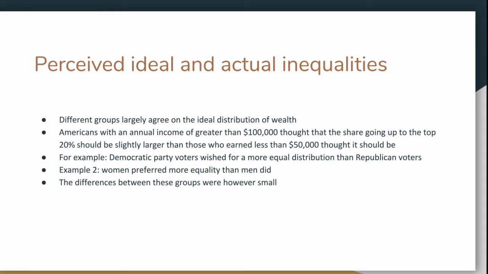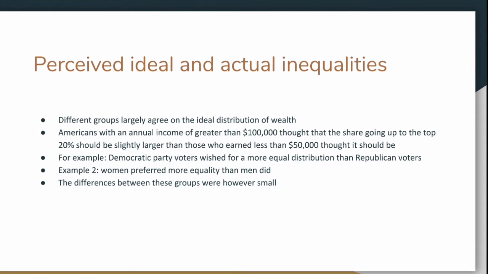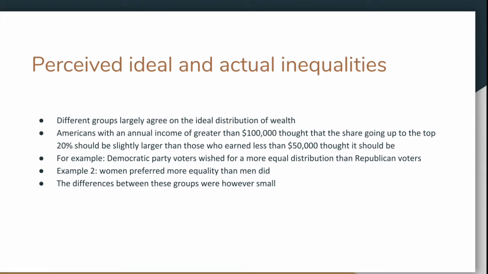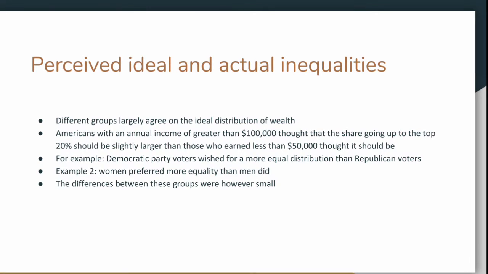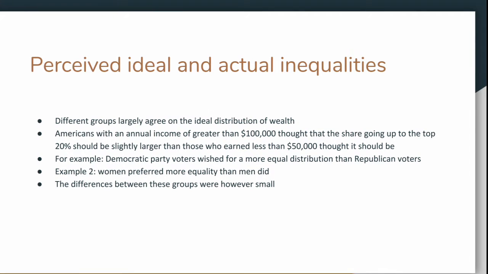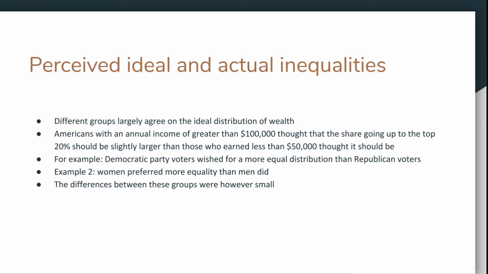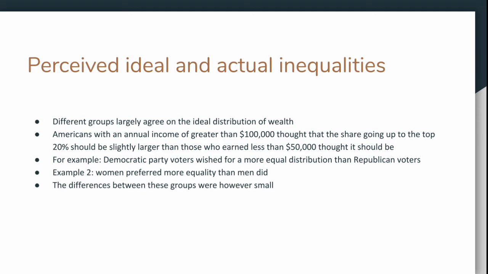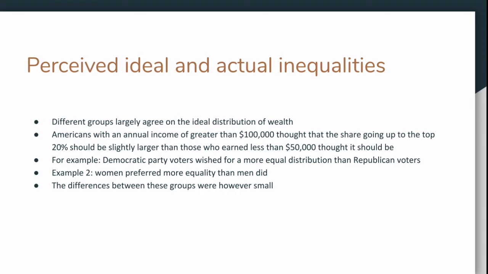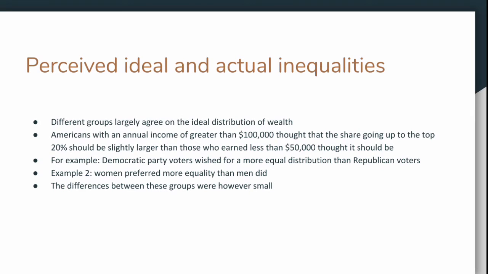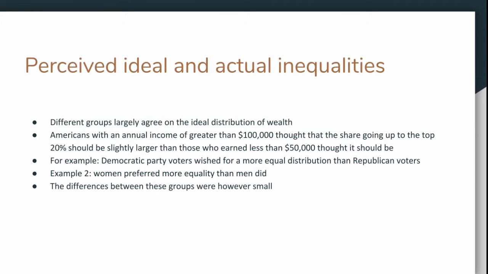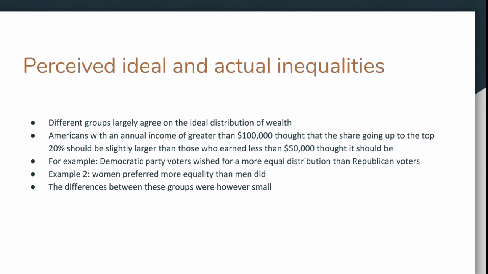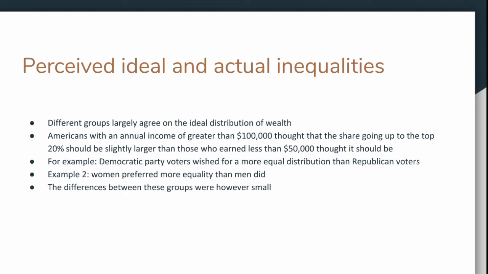For example, I used this example that was in the book, and I thought it was good, especially with the time we're in, with the presidential debate and voting coming up soon. It says Democratic Party voters wish for a more equal distribution than Republican voters. So if you're paying attention now, especially with the campaign going on, you understand that. Another example is that women preferred more equality than men did, and with history, that makes sense. That's also a very good point. And finally, the differences between these groups were, however, small. So these differences may be small, but there are also a lot of similarities. These are the main points representing these facts.